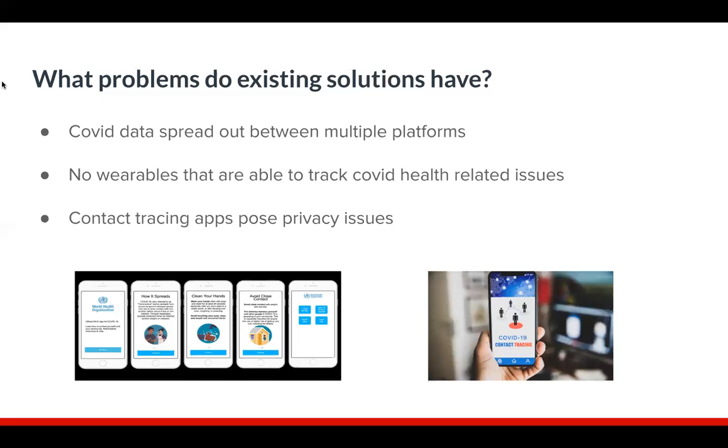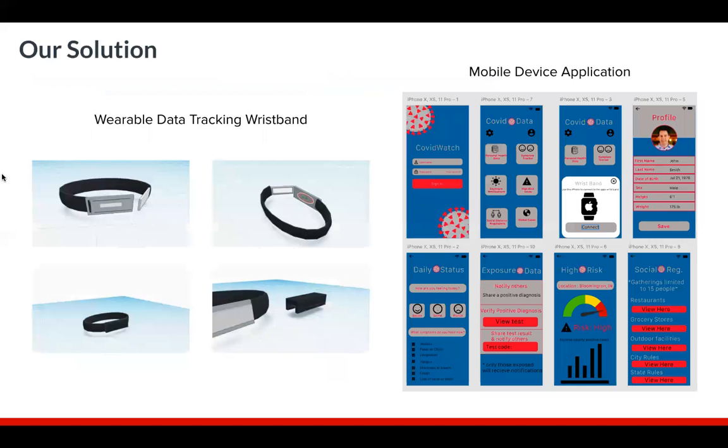So what we did with our app was basically create solutions to combat all those problems and implement health tracking and COVID information that users would like to see. So this is our solution.